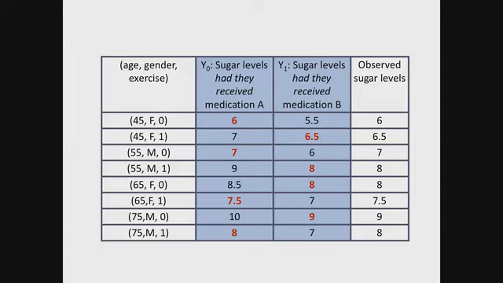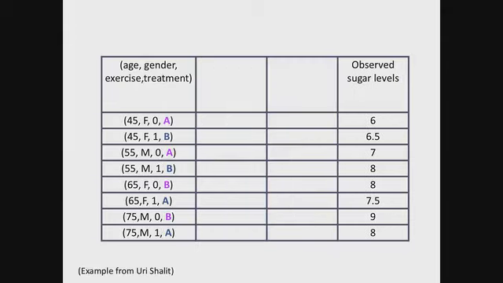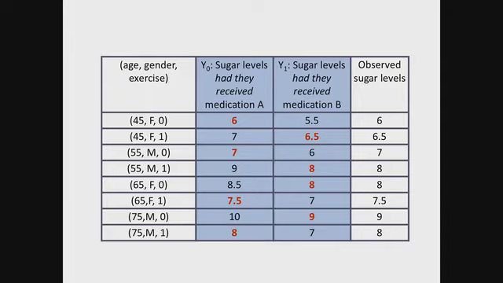But if you look at the previous slide, we observed for each individual that they got either A or B. And so we're only going to know one of these columns for each individual. The first row, for example, received treatment A, so I've taken the observed sugar level, and since they received treatment A, that observed level represents the potential outcome YA or Y0. That's why I have a 6, which is bolded under Y0.